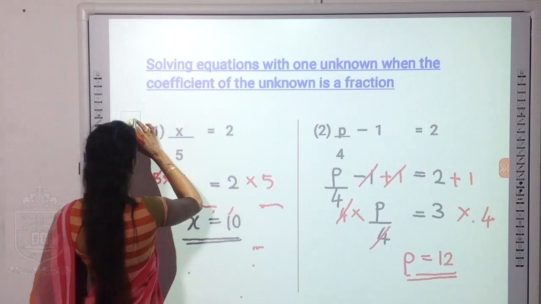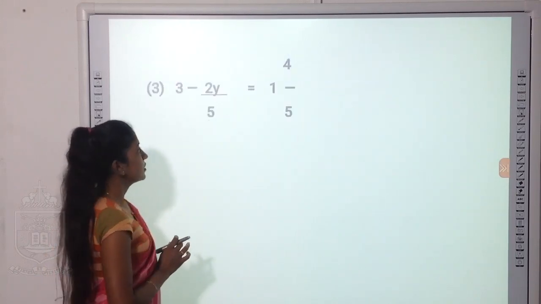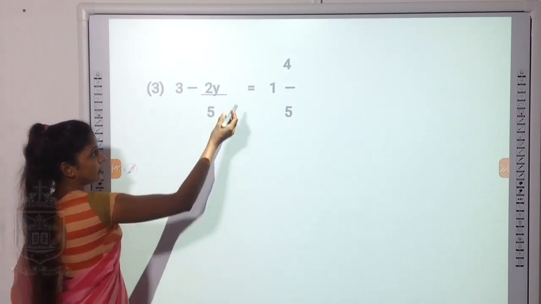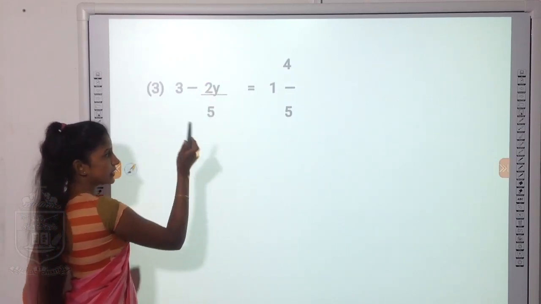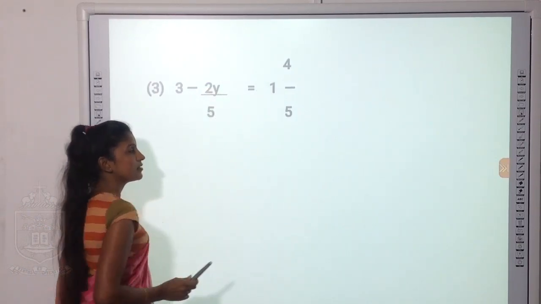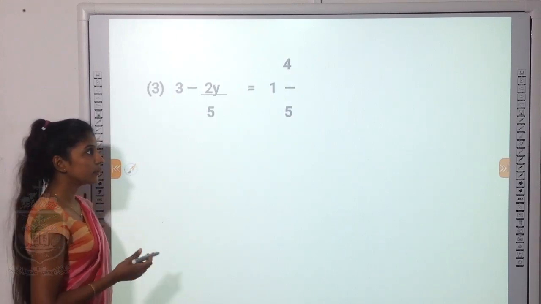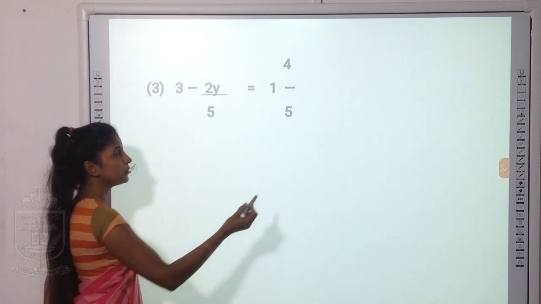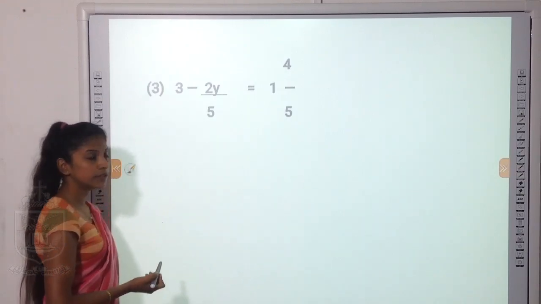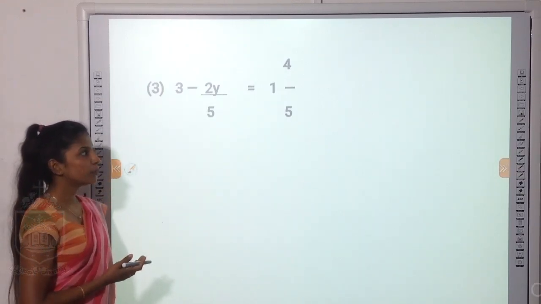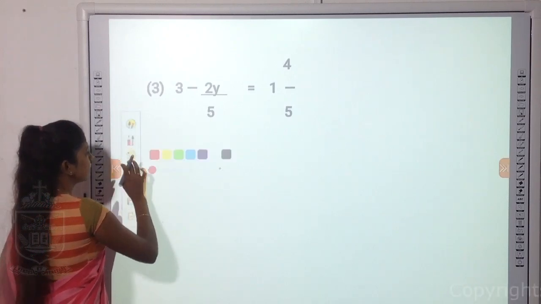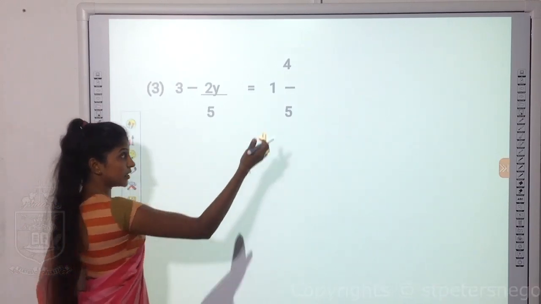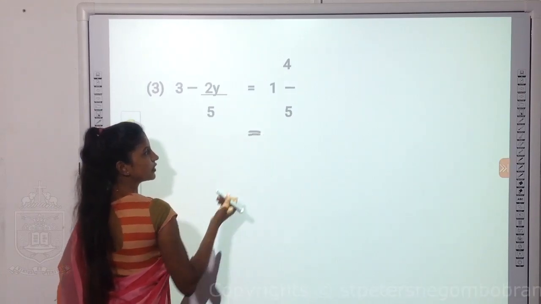Okay, so let's move to the third example where you can see an algebraic fraction as well as a number, and also a mixed number on the right hand side of the equal sign. You have learned fractions already. So when you have a mixed number, first of all you have to convert the mixed number into an improper fraction. Right, so let's convert this mixed number into an improper fraction at first.